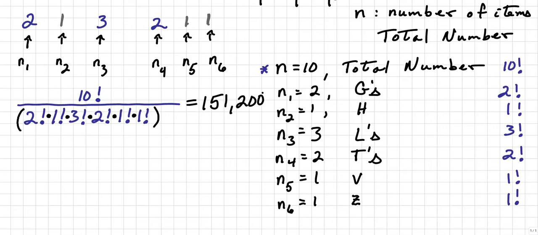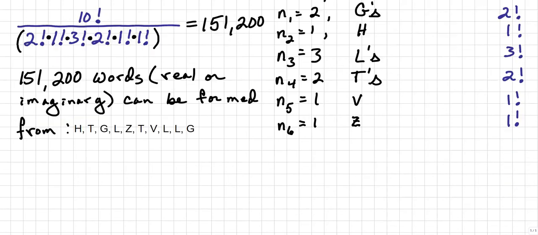What does that mean? That means that there are 151,200 arrangements of those 10 letters. And you're going to do any arrangement of non-distinct items like this, as long as there is no replacement.